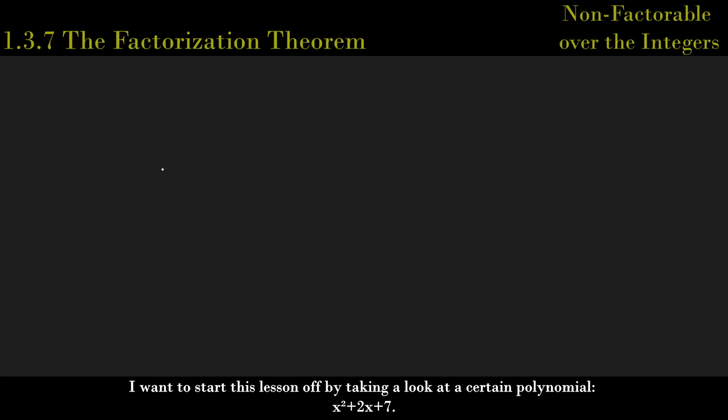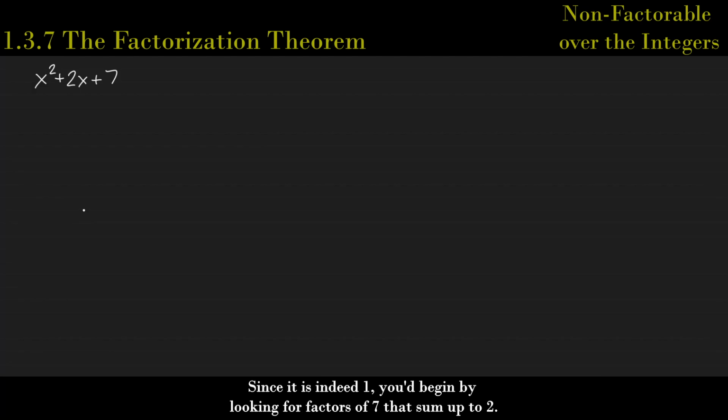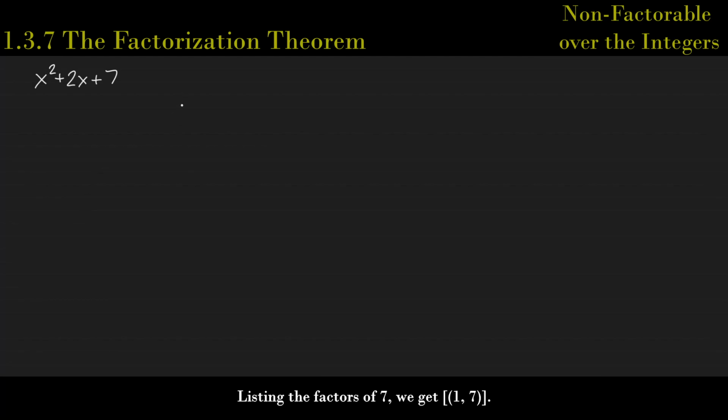I want to start this lesson off by taking a look at a certain polynomial, x² plus 2x plus 7. If I asked you to factor this polynomial, you'd start off by checking whether the leading coefficient is 1 or not. Since it is indeed 1, you'd begin by looking for factors of 7 that sum up to 2. Listing the factors of 7, we get 1 and 7. That's it. Just that one set of factors. The sum of that set of factors is 8.